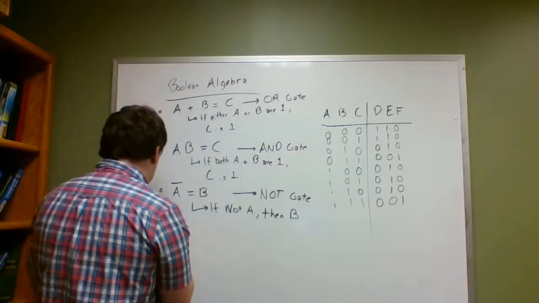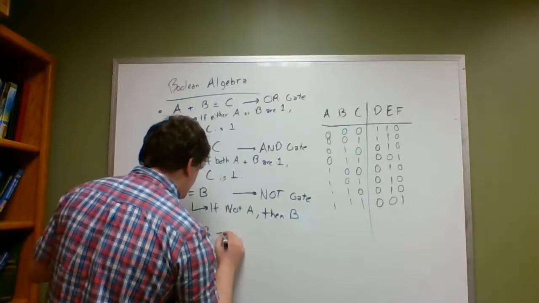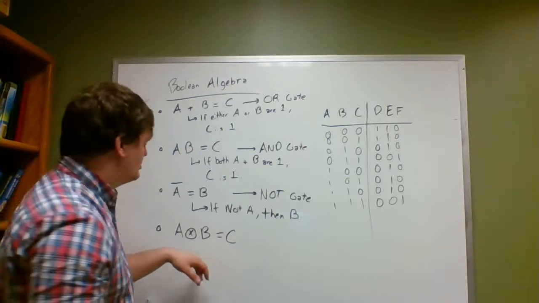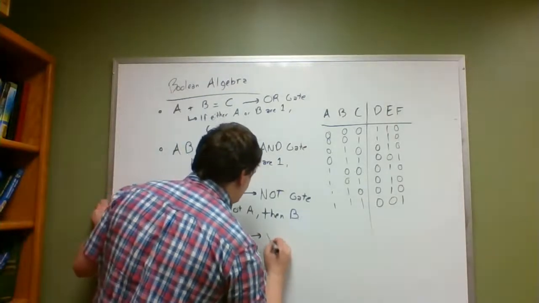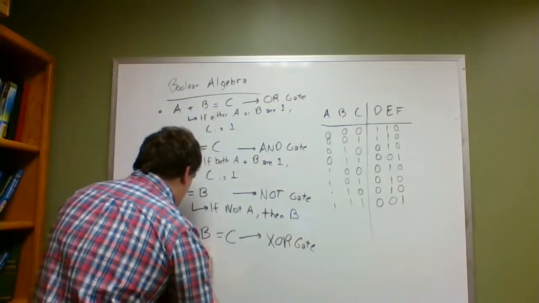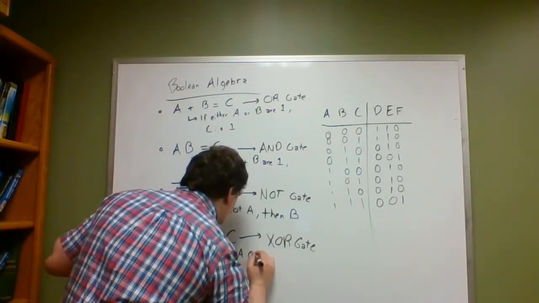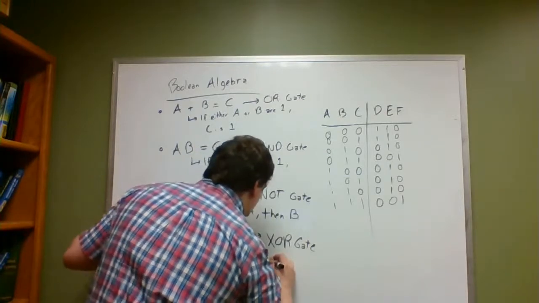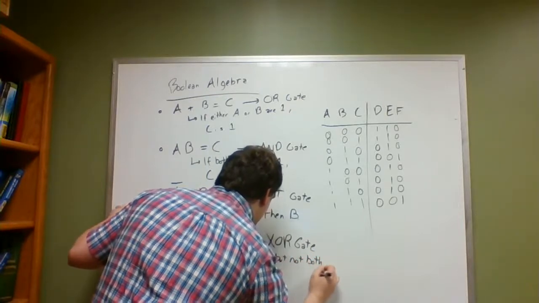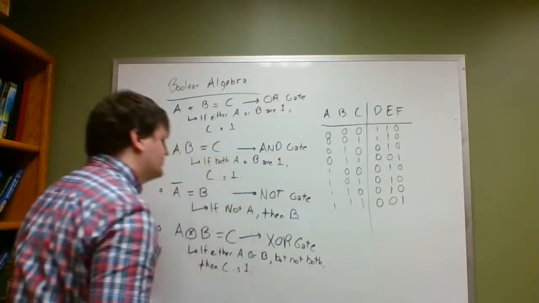And then the last one that we're going to talk about is A exclusive OR B. That's what makes this an XOR gate. If either A or B, but not both, then C is 1.